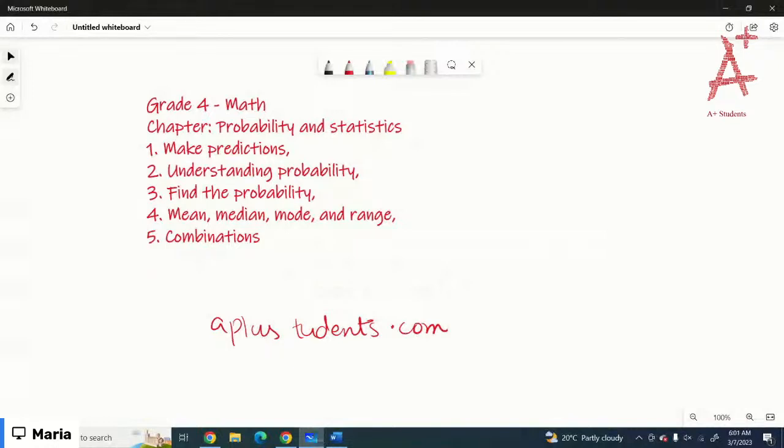You have to log in there using your email address and password as provided by the administrator. Then you have to select math from the subject tab, scroll down to grade 4, and then click on view all lessons. There you can find a list of the chapters.